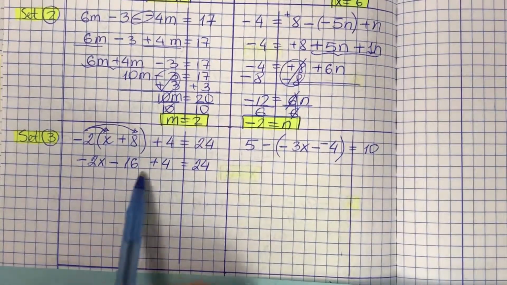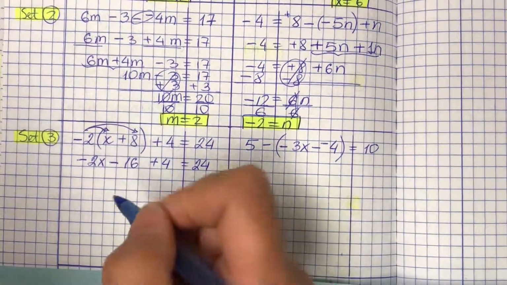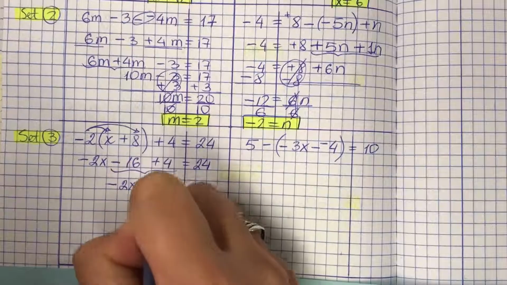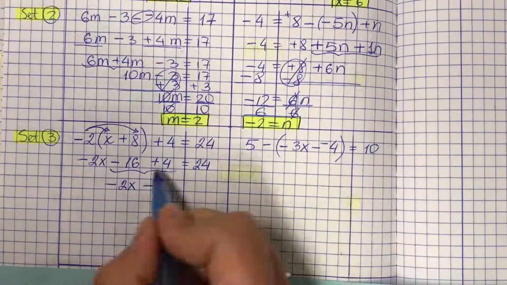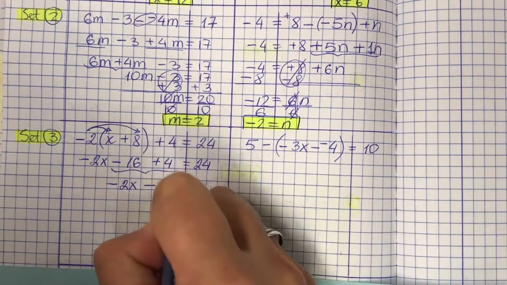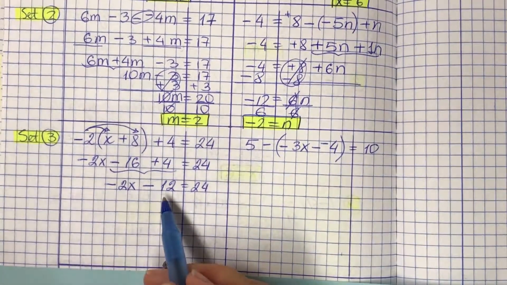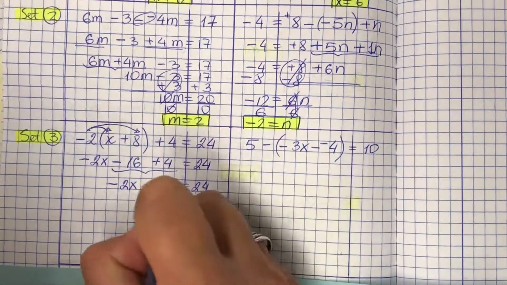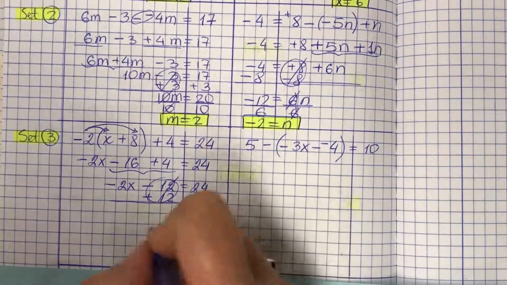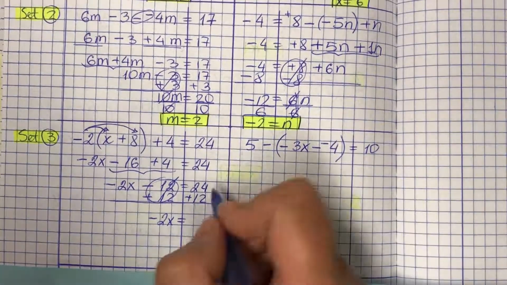Now I have an equation that doesn't have parentheses. I have two like terms on the left side, so I'm going to combine those two. So negative 2x will come down, minus 16 plus 4, because we're looking at different signs, sign of the bigger number, so minus 12. Now I don't have any more like terms, so it's time to start using inverse operation. Add 12 to both sides. Bring down the negative 2x. 24 plus 12, that would be 36.